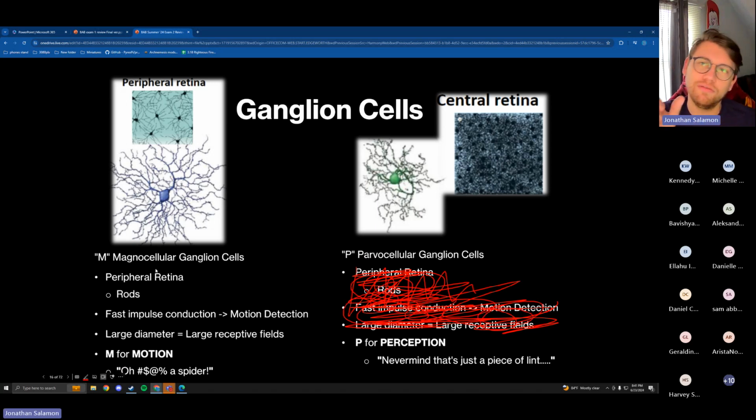So the M cells are peripheral. Why are they peripheral? Because we need to detect motion in our peripheral vision. The sides of our vision are for movement. The middle of our vision is for processing.